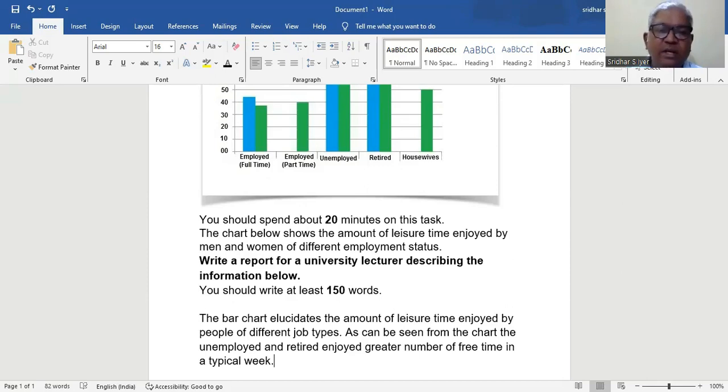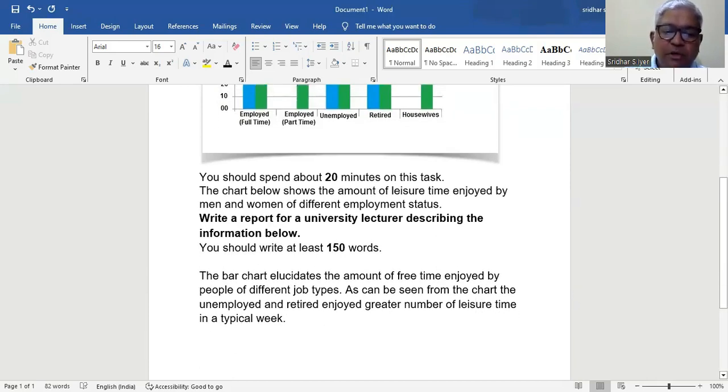Okay, we are done with the introduction part. And we have beautifully rephrased whatever has been given. You also use leisure time, free time and everything. We can interchange it if we want. So the amount of free time and then leisure time there to get a very good score. Leisure time in a typical week.